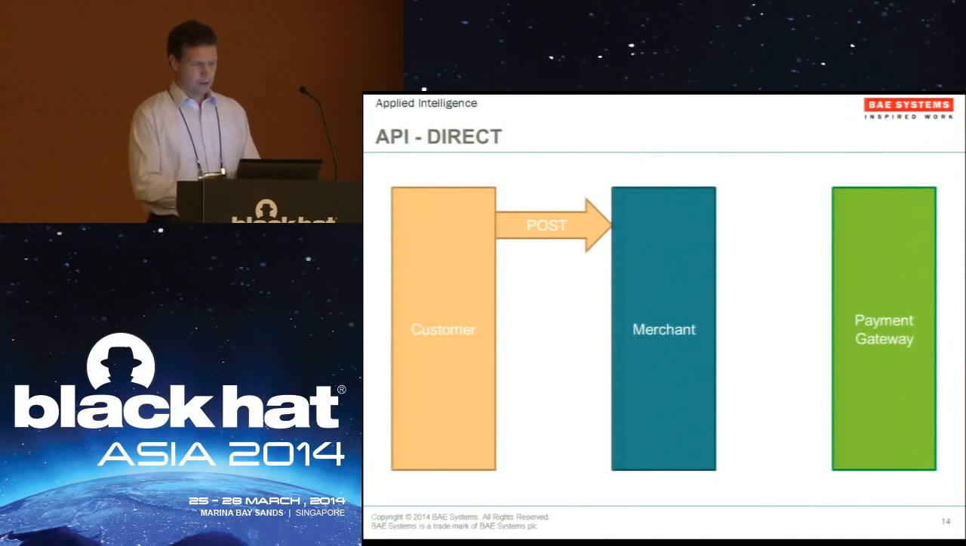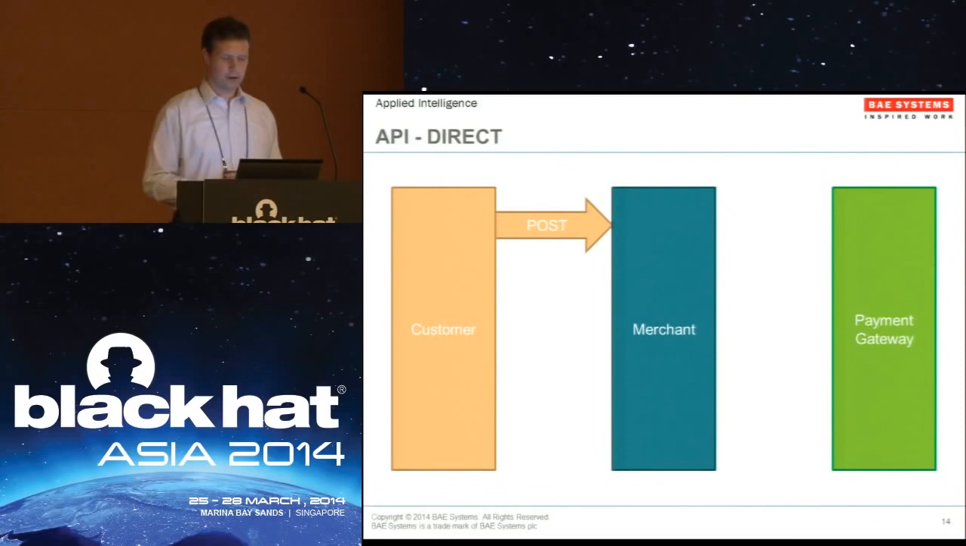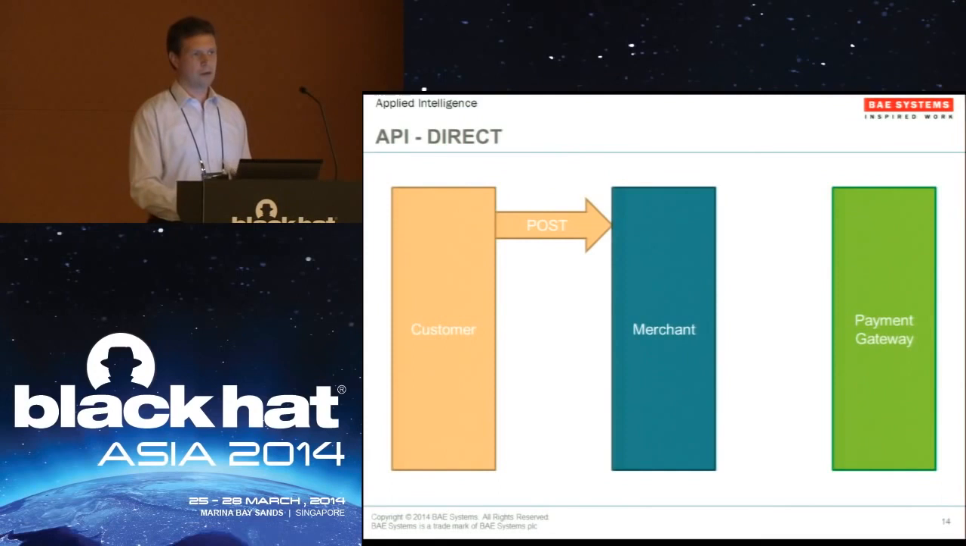So looking at how the various transactions work for the different ways to implement the payment gateways. The direct API is something that we see a fair bit, and typically this means that the merchant carries the burden of being PCI compliant, because they receive the credit card data directly to themselves and then pass it on to the payment gateway to charge the card.